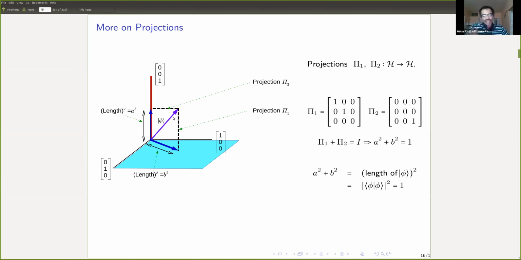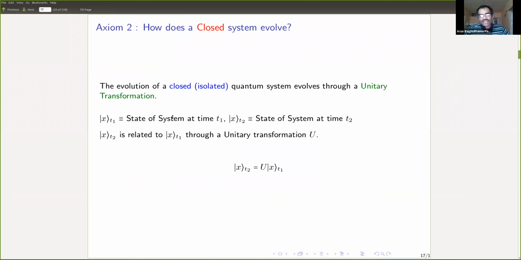So I've told you pretty much everything about the first axiom. The first axiom tells you where we live, how a quantum system is described, and what the objects in our universe are. Now I'm telling you axiom 2. What does axiom 2 say? Axiom 2 says how a closed quantum system evolves.